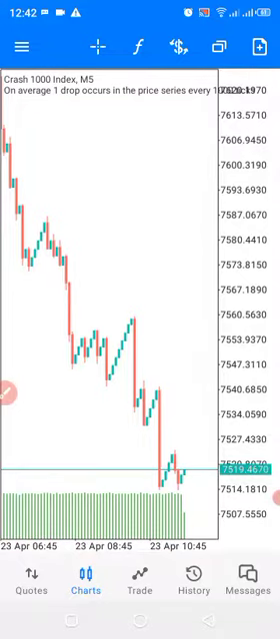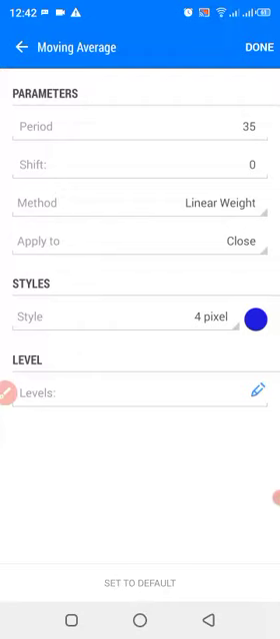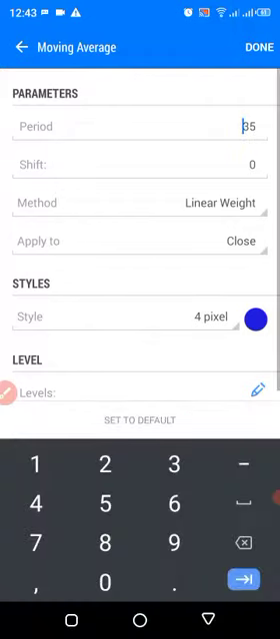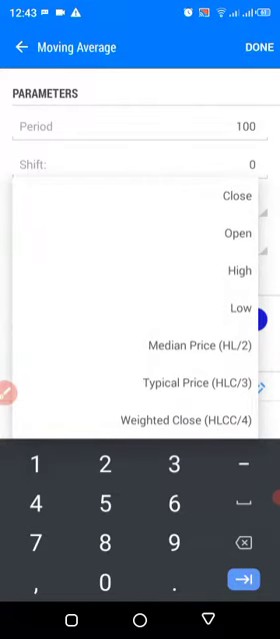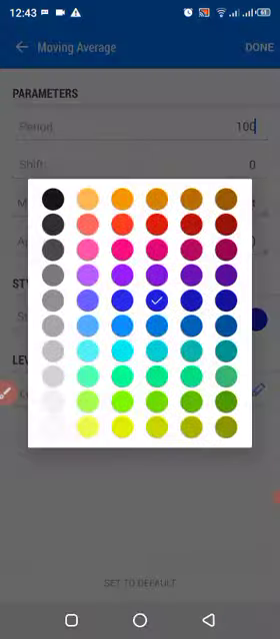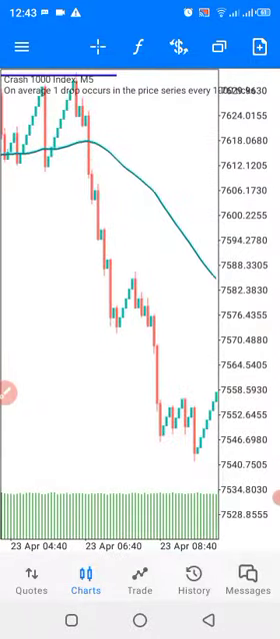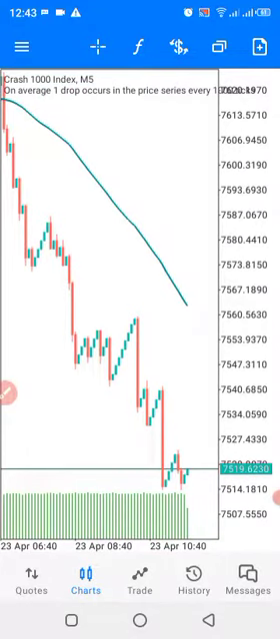This is what I want you to do. Let's proceed. You go to your function key. Let's set up the main chart. We take a moving average on the main chart. We insert the moving average 100. You make it linear weighted, weighted close. I like using the green because it's my price. There you are. This is a slow moving average.